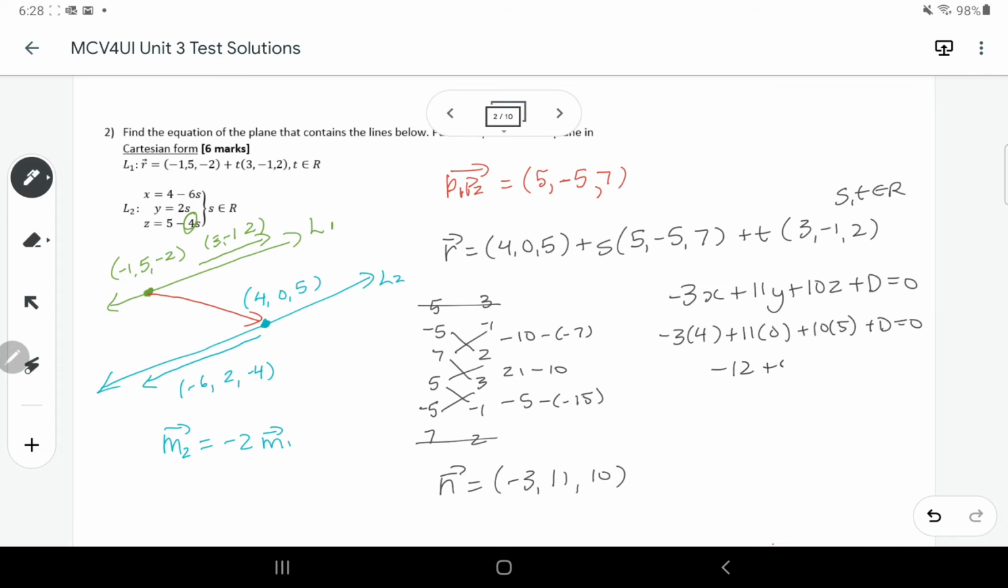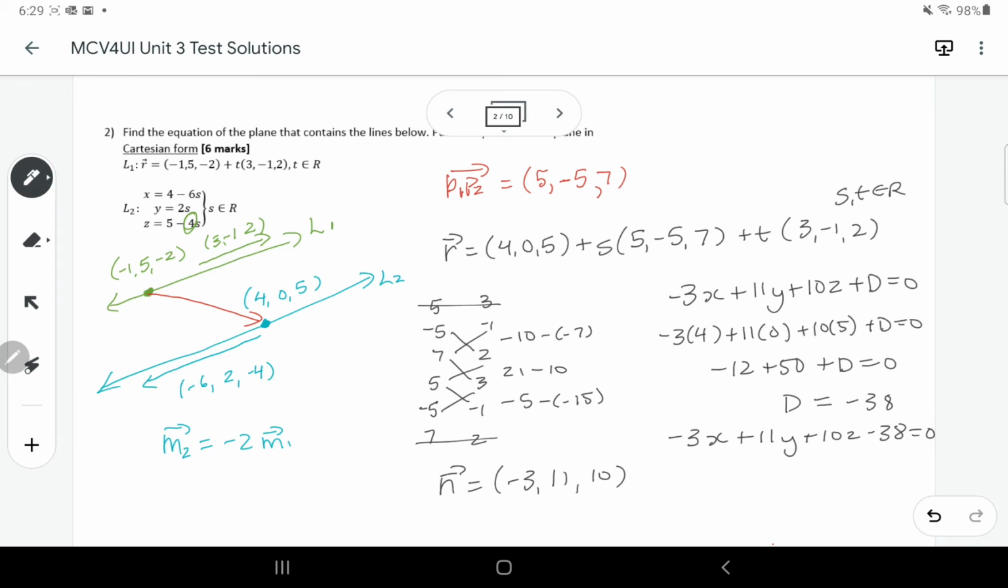So -12 plus 50 plus d equals 0. D equals -38. So I'm going to take that and rewrite my equation: -3x plus 11y plus 10z minus 38 equals 0.